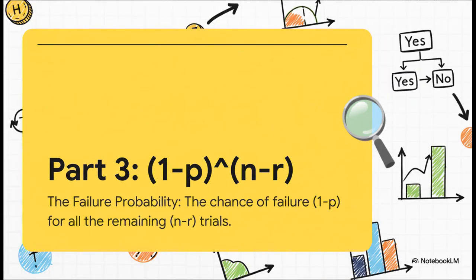And finally, part 3. This is the flip side, the probability of the failures. You take the chance of failure, which is just 1 minus p, and you account for all the leftover trials. So you see, the formula just multiplies these 3 pieces together, the number of ways, the probability of the successes, and the probability of the failures, to get your final answer. It's actually pretty elegant when you see it that way.